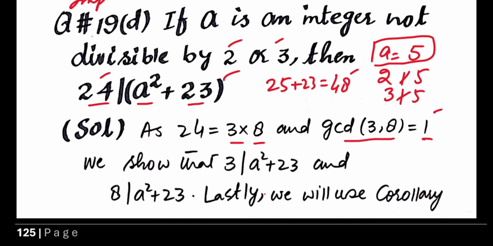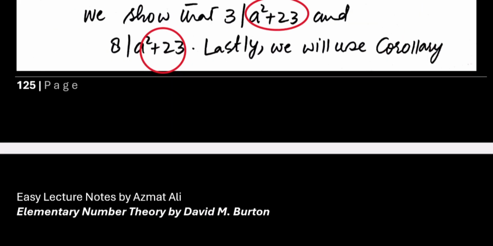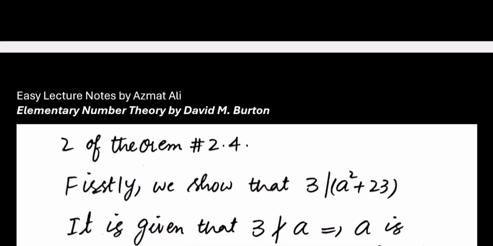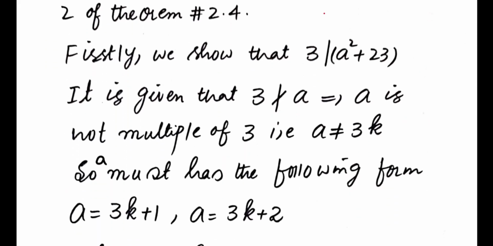Firstly, we will show that this number a² + 23 is divisible by 3. Secondly, we will show that this number is also divisible by 8. Lastly, we will use the corollary of theorem 2.4. So let's show that 3 divides a² + 23.